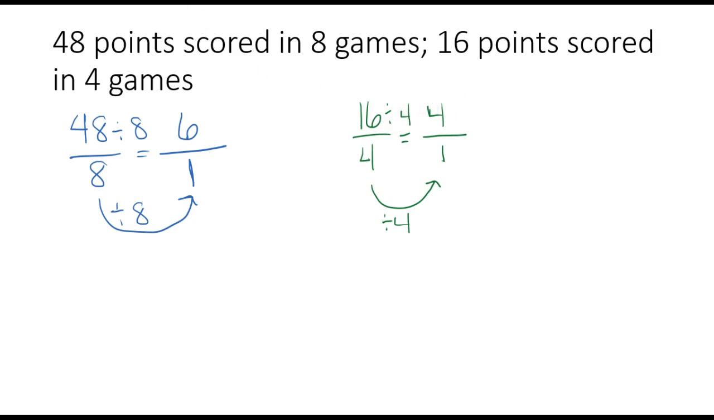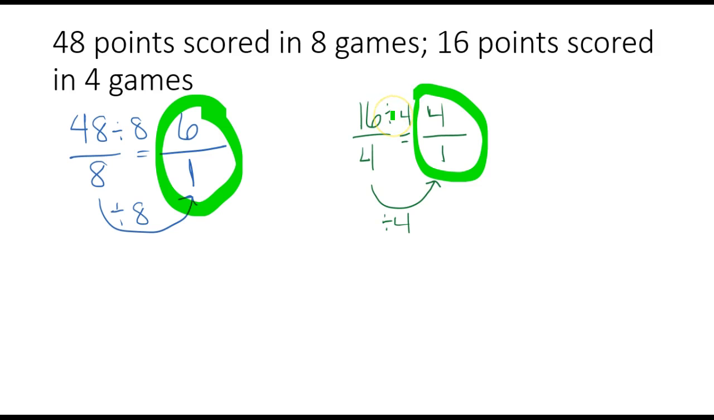Ooh, yikes. Okay, so here we got a 6 over 1, and here we ended up with a 4 over 1. Are those the same? Nope. So this would be a no, not equivalent ratios. It's a nice thought. Not going to happen.